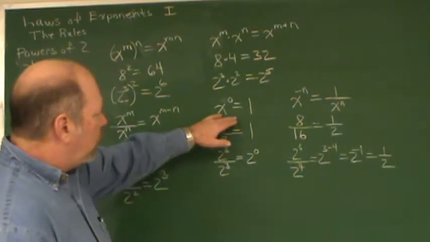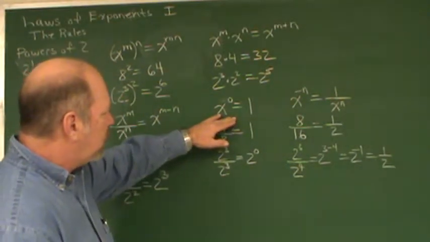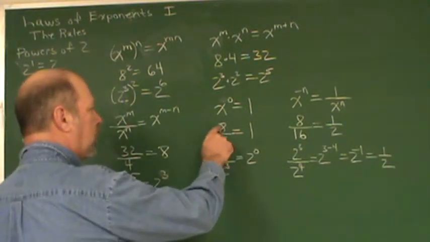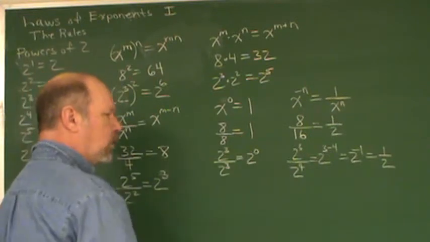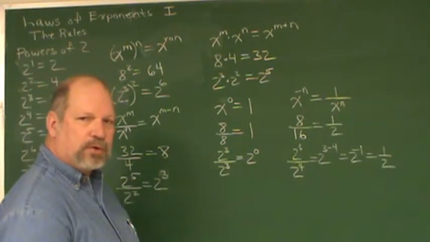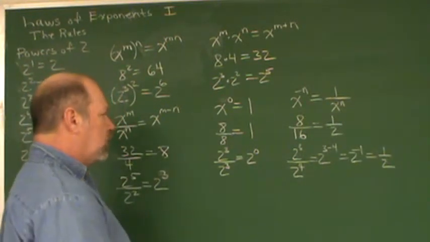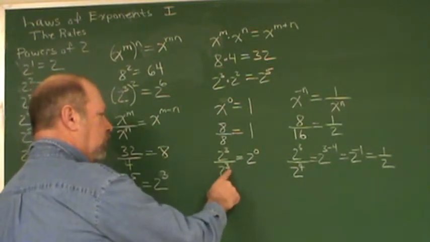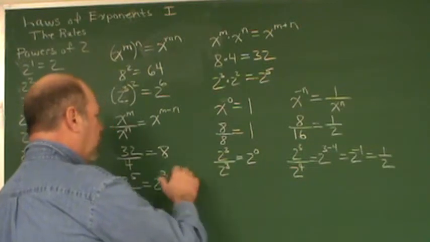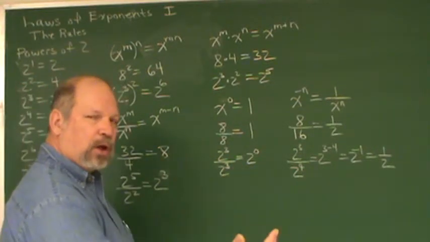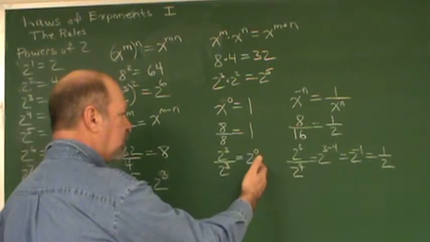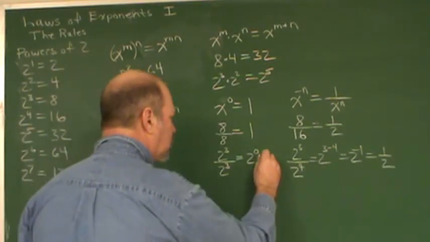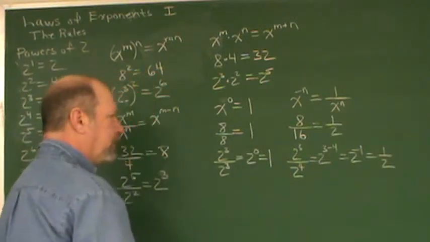Now, our fourth rule, x to the 0 is 1. Well, once again, numerical fact, 8 divided by 8 is equal to 1. Matter of fact, any number over itself except 0 is equal to 1. 8 is 2 cubed, so I wrote this as 2 cubed over 2 cubed. And following this rule, you know to subtract the exponents. 3 minus 3 is 0. So that means that 2 to the 0 has to be equal to 1.